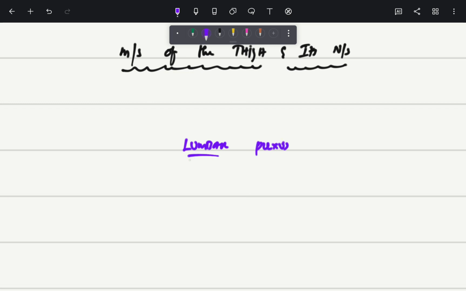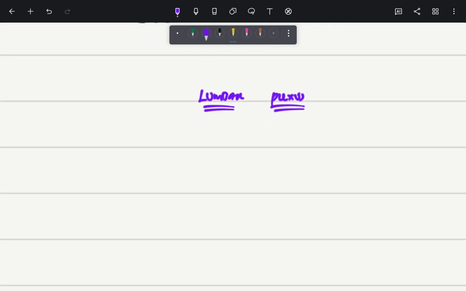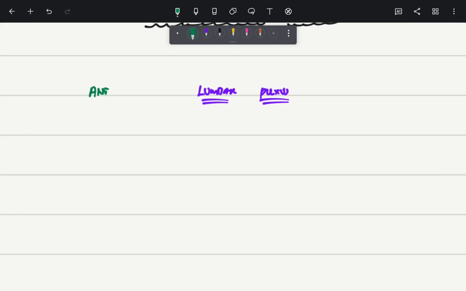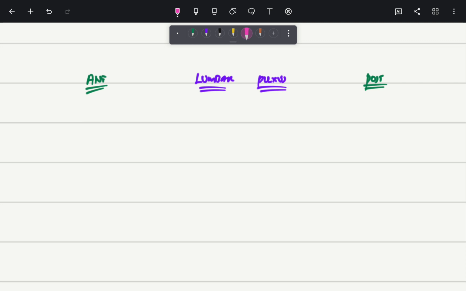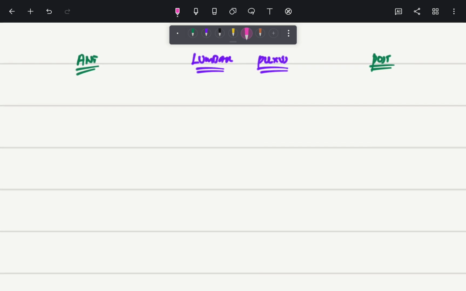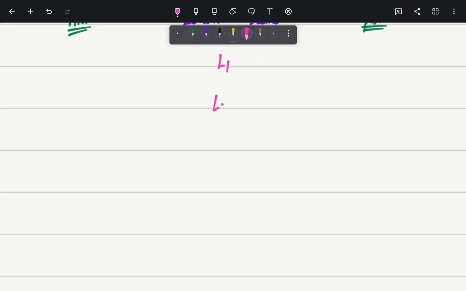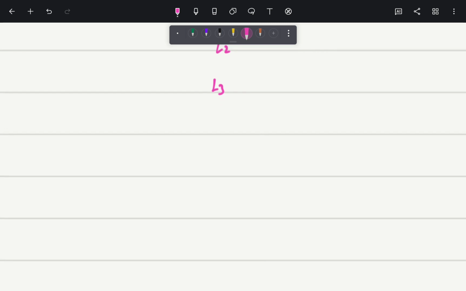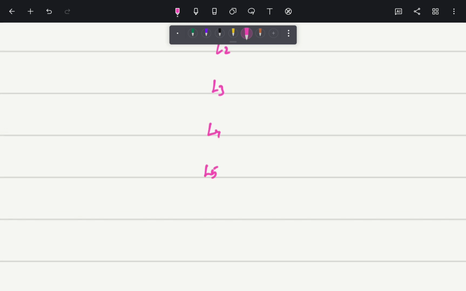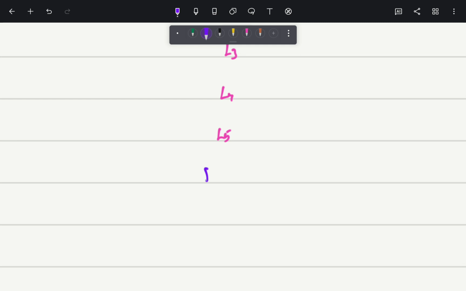So usually this lumbar plexus is divided into anterior division and posterior division. From this lumbar plexus we are going to derive the nerve supply of your thigh. So this is necessary in order to understand this topic. So from the lumbar plexus usually we have L1, L2, L3, L4, L5 and your S1, S2, S3.